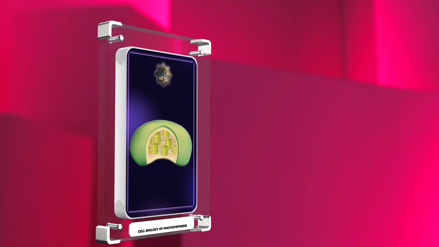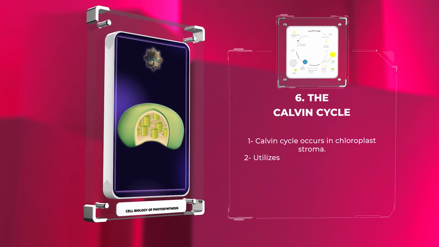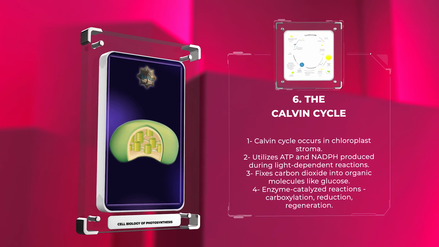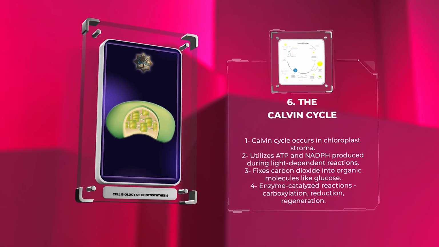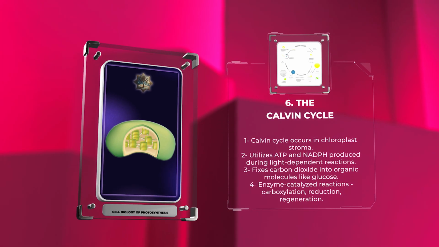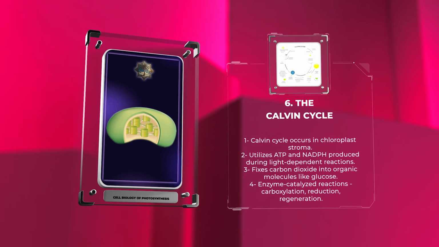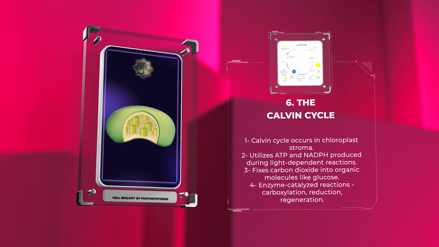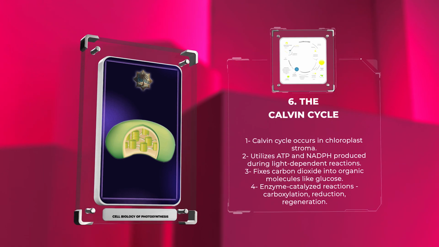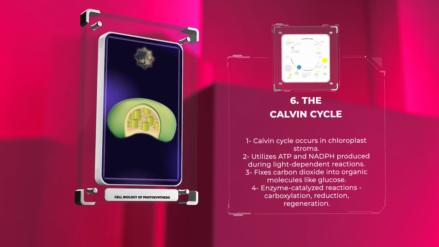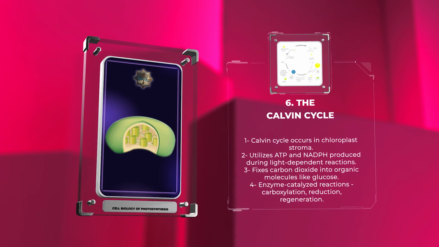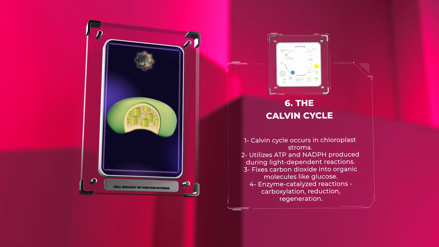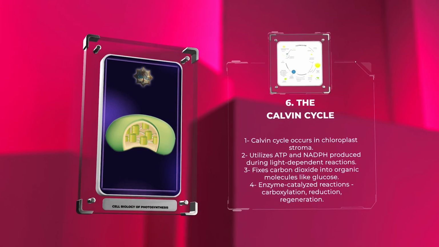The Calvin cycle, also known as the light-independent reactions or the dark reactions, occurs in the stroma of chloroplasts and utilizes the energy-rich molecules ATP and NADPH produced during the light-dependent reactions. This cyclical process fixes carbon dioxide into organic molecules, mainly glucose. Through a series of enzyme-catalyzed reactions, such as carboxylation, reduction, and regeneration, the Calvin cycle plays a crucial role in carbon fixation and the synthesis of complex carbohydrates.